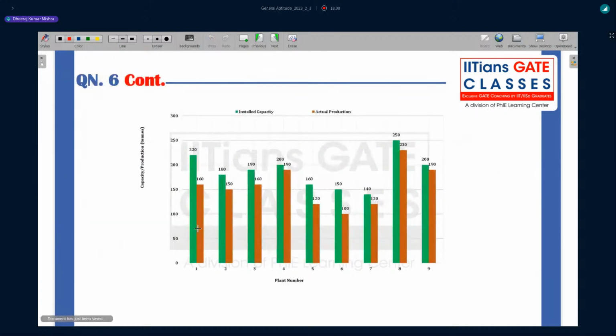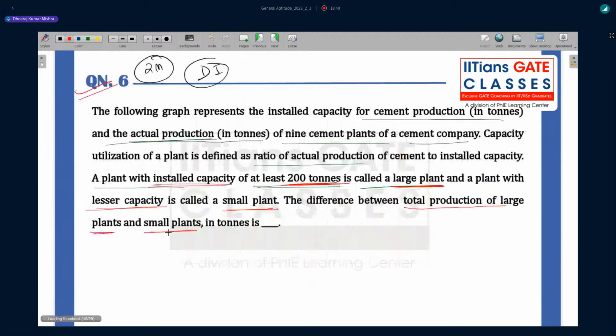Now let me show you the bar graph. See, the bar graph is given; the y-axis has capacity and production in tons and the other axis has the plant number. The green color one is the installed capacity, and this brown color you see is the actual production. You have to notice here that if the installed capacity is more than 200, that is going to be a large plant. So a large plant needs at least 200 installed capacity, right? That you have to understand here.